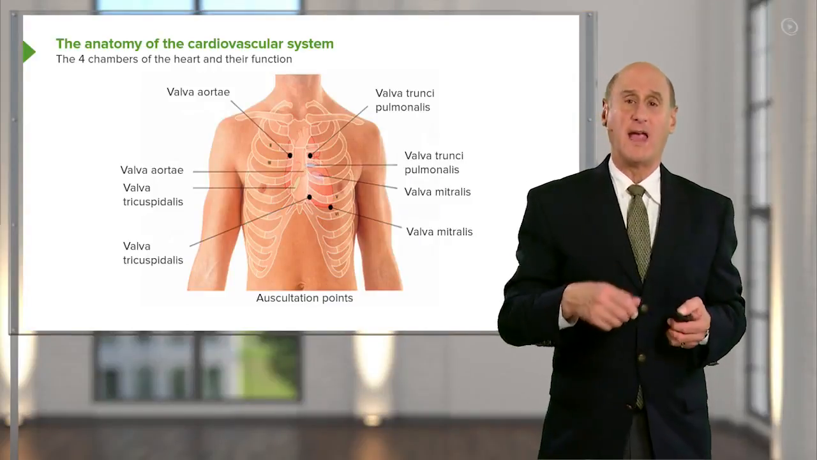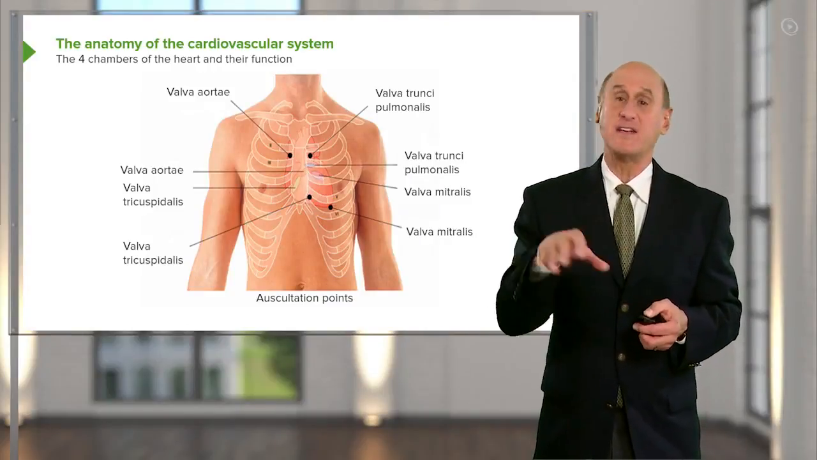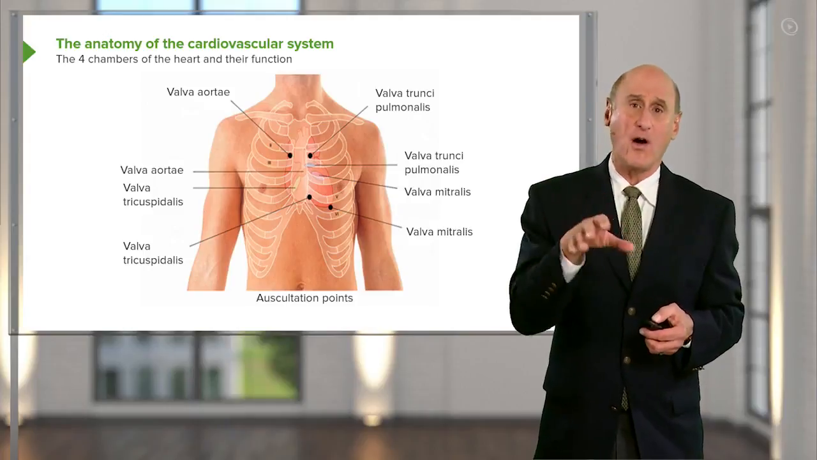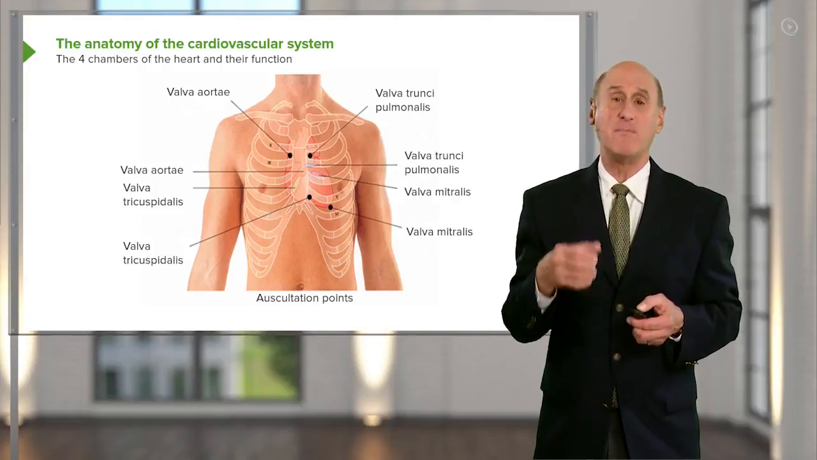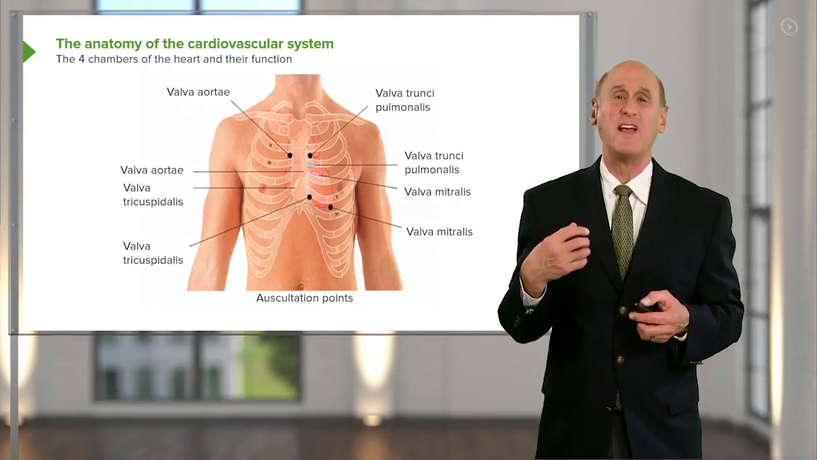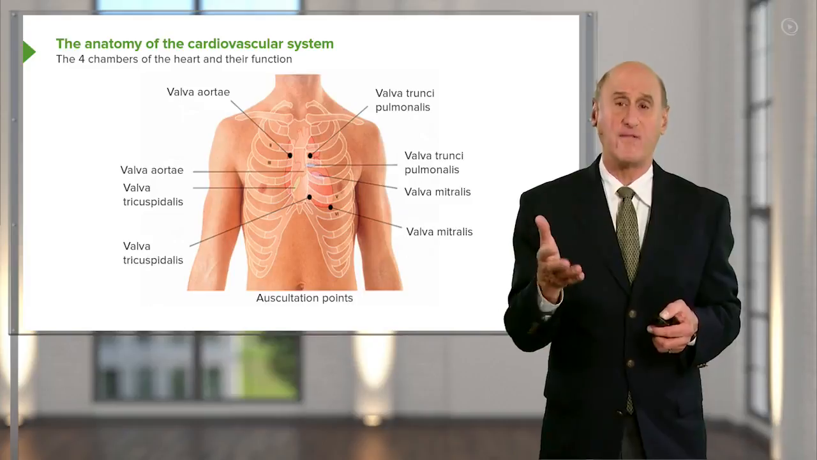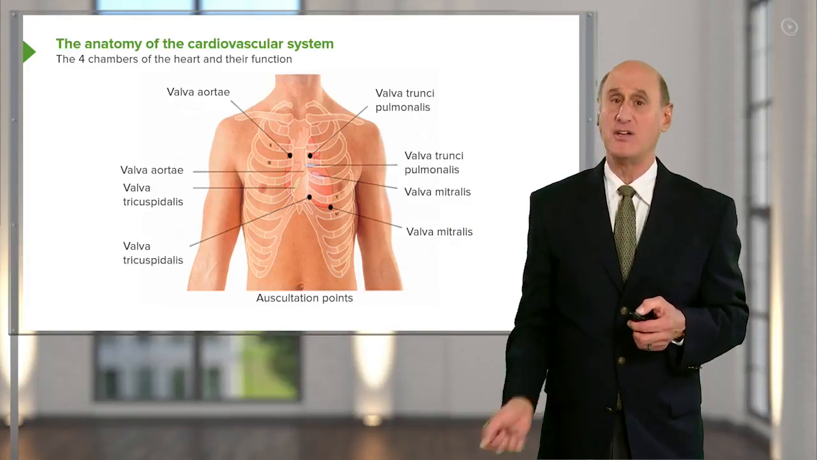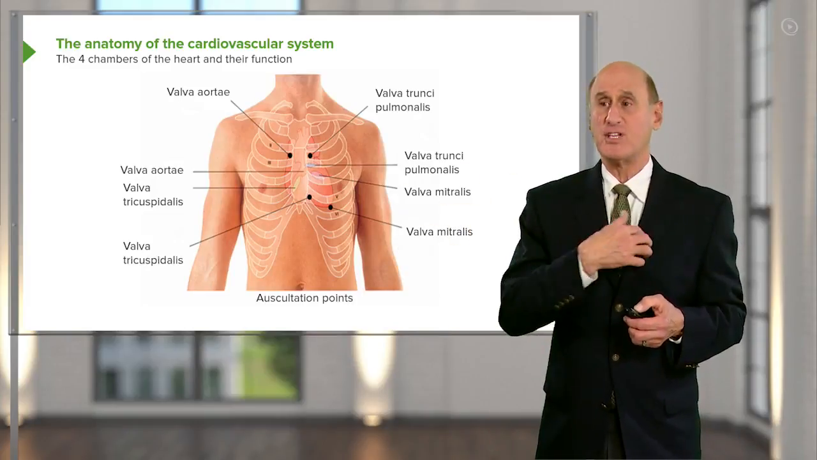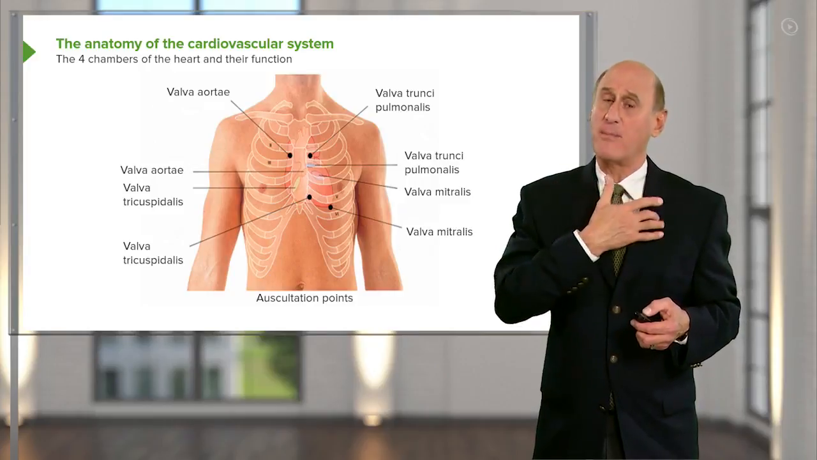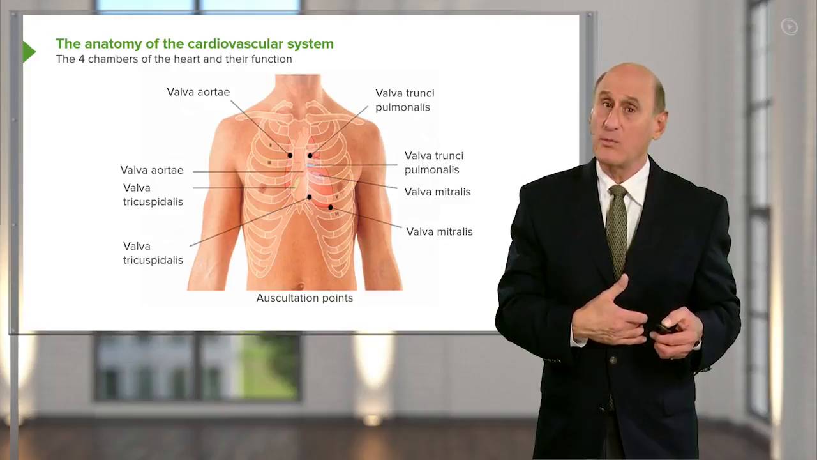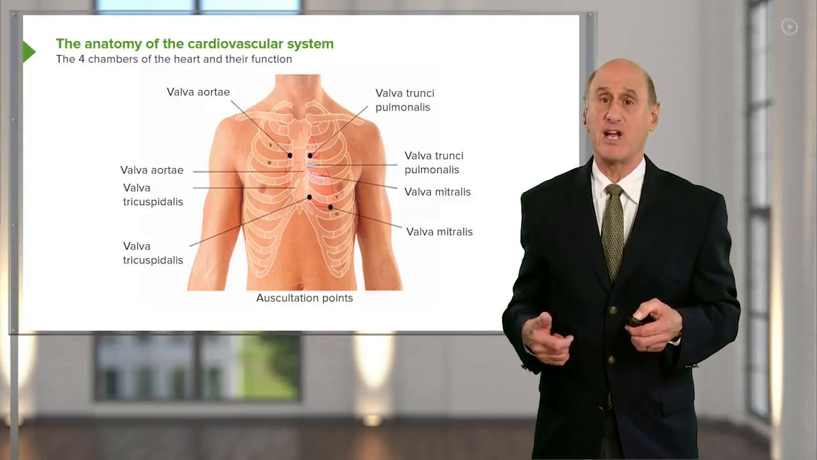And again, here is the diagram showing you where the heart is located and also where the different points are that you can best hear with your stethoscope the sounds made by the four heart valves. We're going to talk about those in just a moment. But you see there are areas on the little bit upper right chest, a little bit upper left chest, lower right chest, and lower left chest.